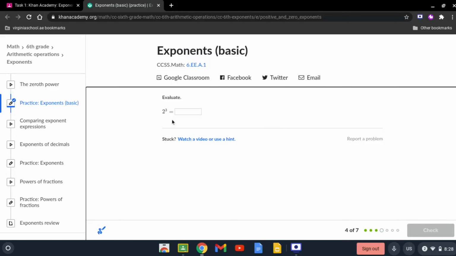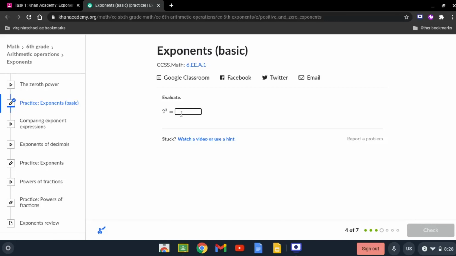Okay. Evaluate. We have 2 to the power of 3. Now what we want to do is multiply 2 by itself. So 2 times 2 times 2, because you want to multiply 2 by itself 3 times. You always want to multiply the number. This is the base number, which is 2, and the number above it is how many times you're going to multiply it. So it's going to be 2 times 2 times 2, and you're going to get the number 8. Let's check.